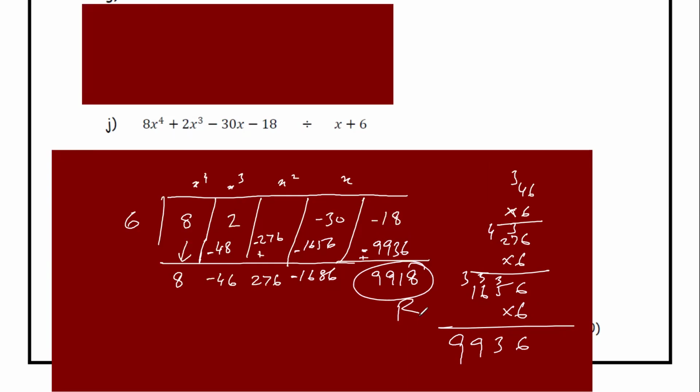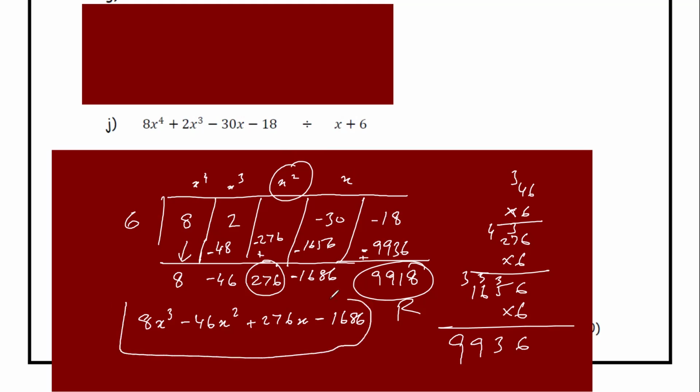That's my remainder. And my quotient is 8x cubed minus 46x squared plus 276x. Has to be one less than whatever it is. Okay. So 276 is underneath x squared, so it'll become x. And then you have minus 1686. Because it's the constant, it'll be without the x. So that's my quotient.